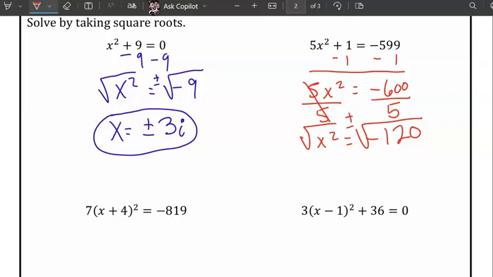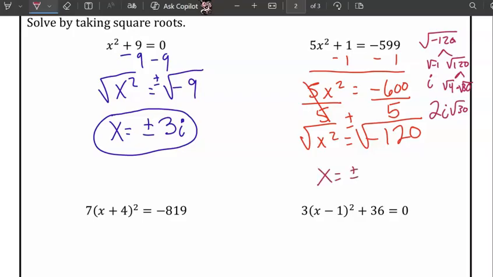We're going to write a plus and a minus in front of the square root. 120 can be reduced. Let's do that off to the side. We have 2i square root 30. x equals plus or minus 2i square root 30.